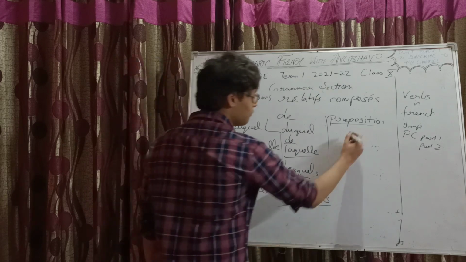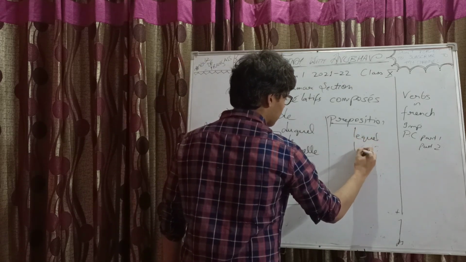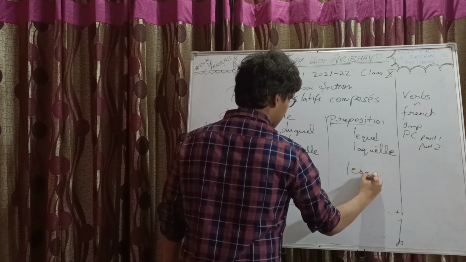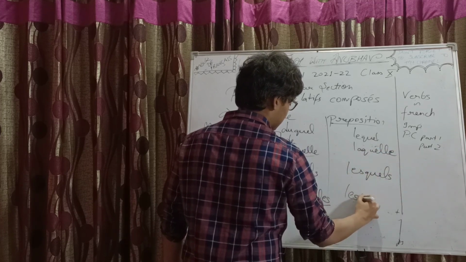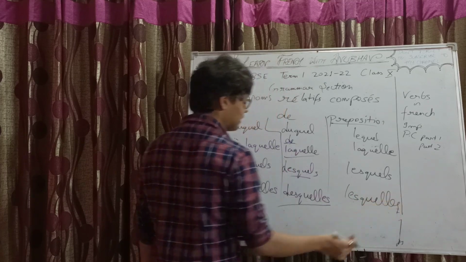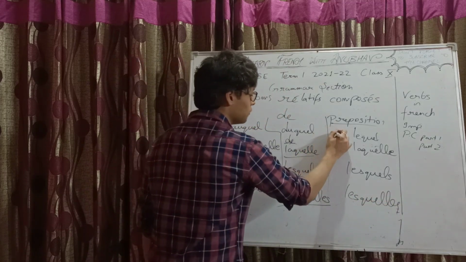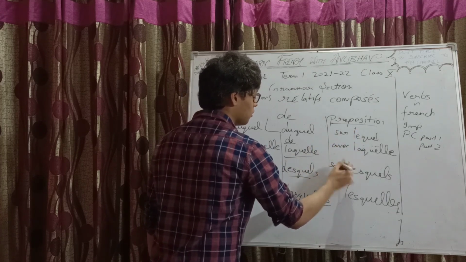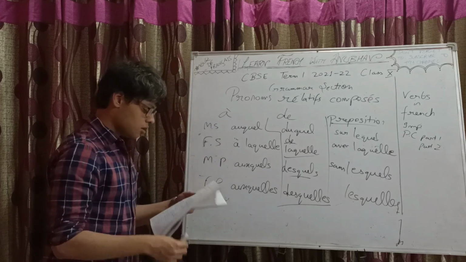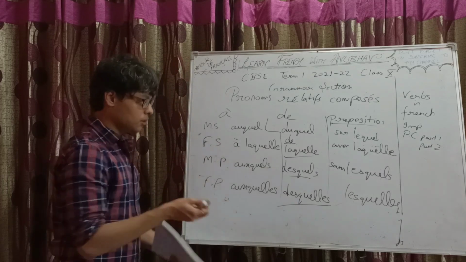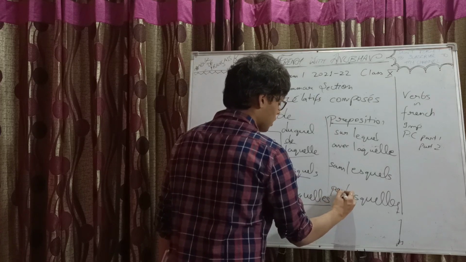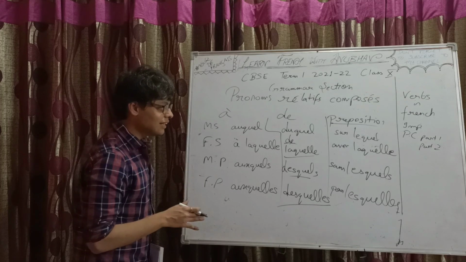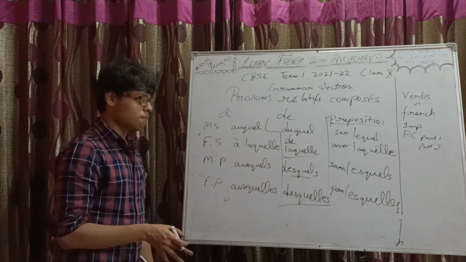Preposition. First, we need to write these. Laquelle, lesquels, lesquelles. In front of these, we will add any preposition. For example, sur. Or avec. Or sans. Right? Like that. Or pour. Now, what do these mean? First of all, let's discuss when to choose what.